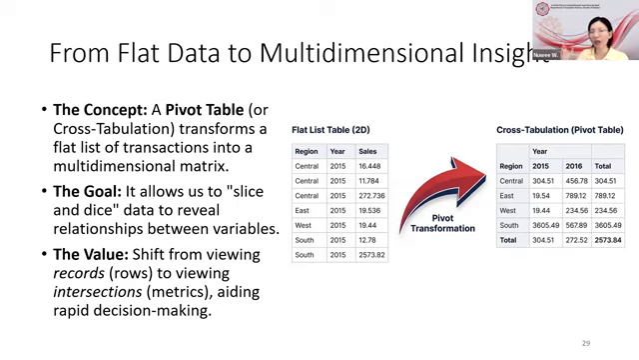The goal is that we can apply slice and dice to review relationships between several variables together at once. So the value shifts from records or rows to intersections or matrices that help us identify patterns easily or make decisions on the insights that we discover from the cross-tabulation, okay?